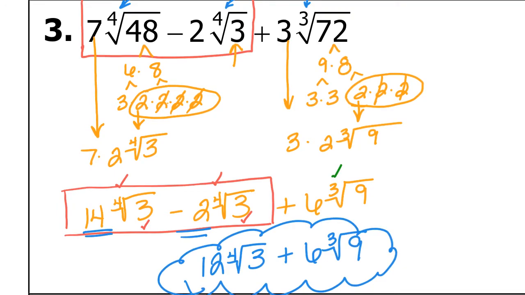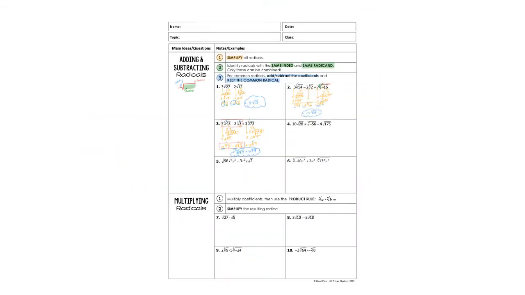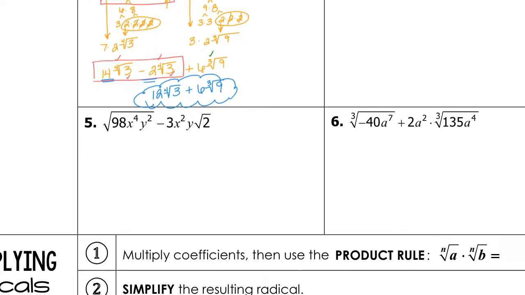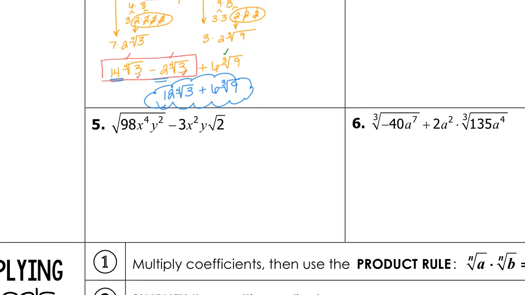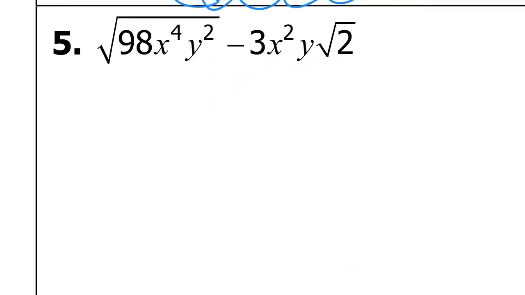Let's take a look at what happens if I include variables in my radicand. For example, number 5. So not only do I have the square root of 98, but I also have x to the 4th and y squared included in my radicand. If I look at my index, I do not have a number, so I know that it is an invisible 2. The same thing in this example over here, or in my second term.